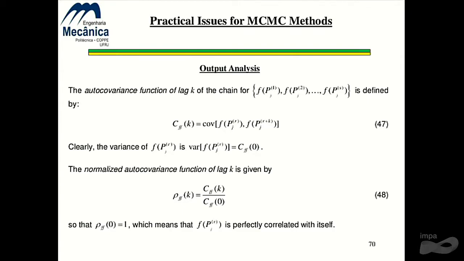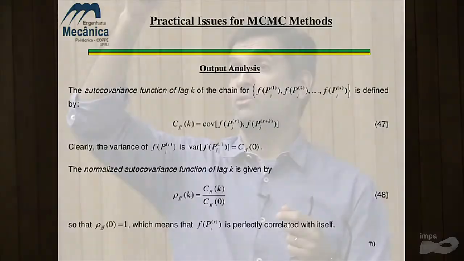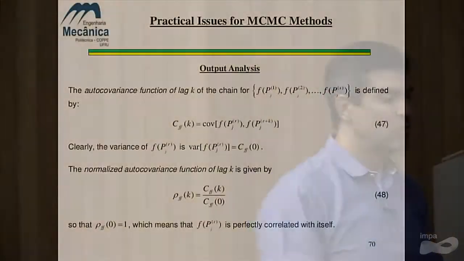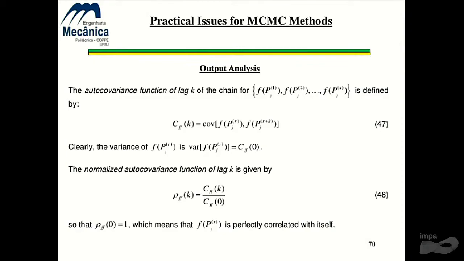Because rho is equal to 1 for k equals 0, which means that the state is perfectly correlated with itself, okay? But since the Markov chain represents a stochastic process, you expect that rho drops to 0, and then it stays oscillating because of the stochastic characteristic of the chain. Okay, this will only be noise. So we can see this in an example too.